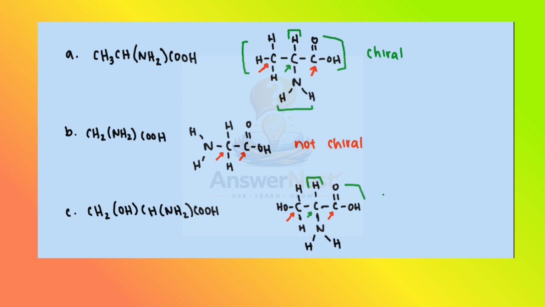Let's see, we have 1 hydrogen. It's its own group. We have this carboxyl group coming off of it. That's a different group. We have this NH2 group, and then we have this CH2OH. So those are 4 very different groups all coming off of that one center carbon, meaning this molecule is chiral.